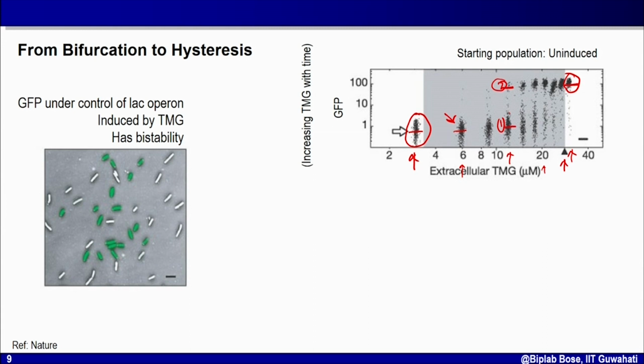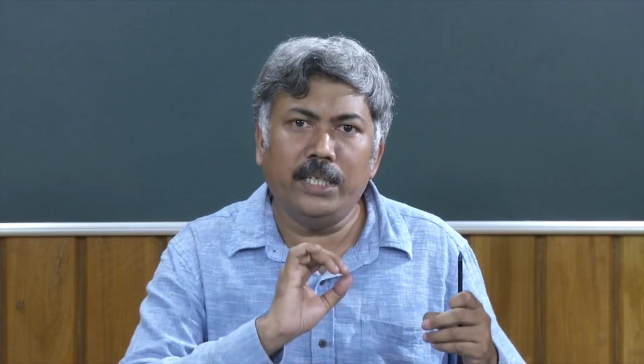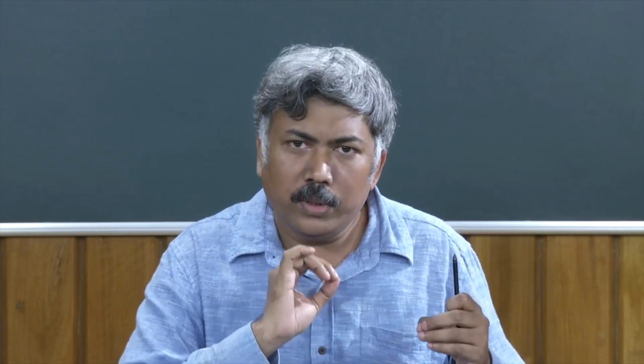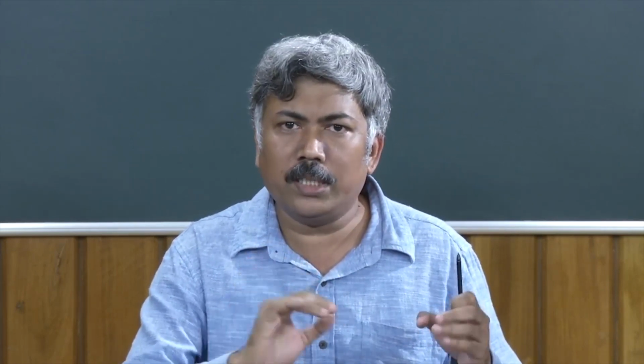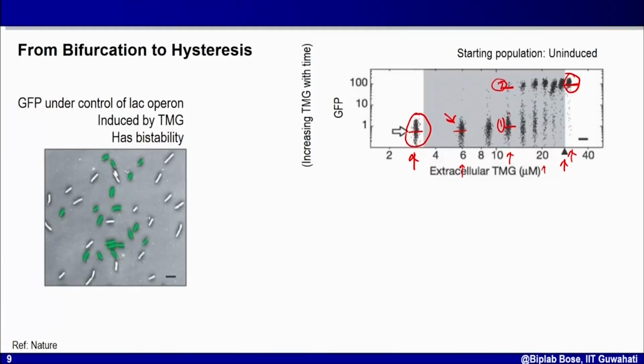So what is happening? They took uninduced cells and started adding TMG to reach a particular TMG concentration, and allowed these cells to reach a steady state and measured the intensity of fluorescence of GFP in each of these cells and plotted the data. And you can see initially the system remains at this lower steady state, and then bistability arises and the majority of the cells are in the lower one, then slowly they move to the higher one.